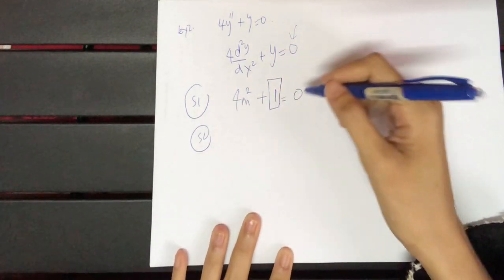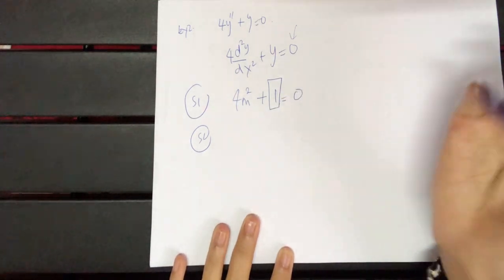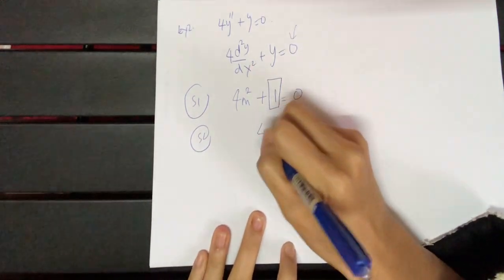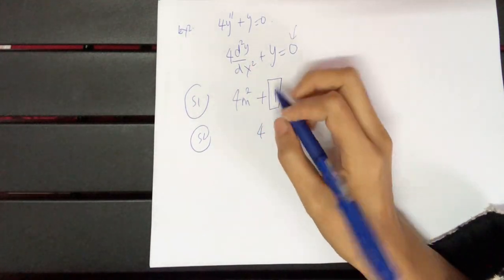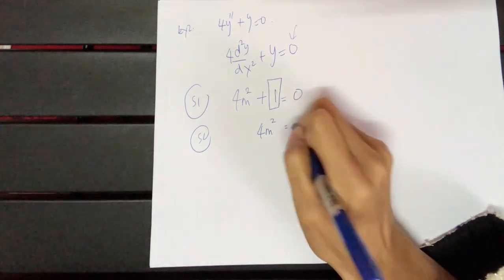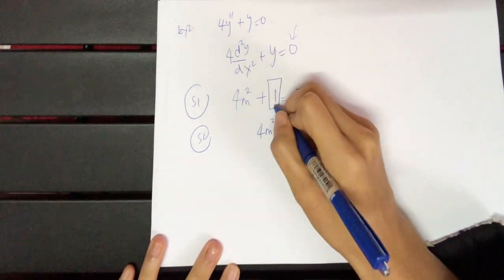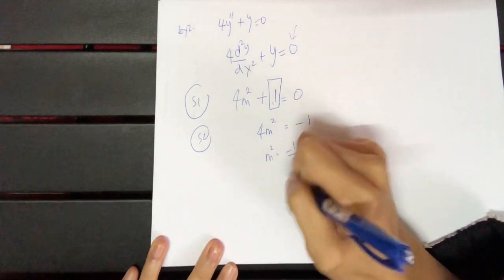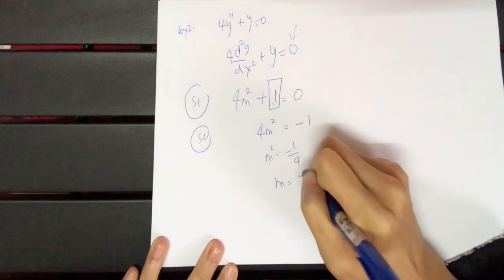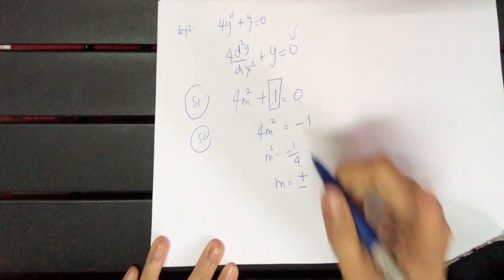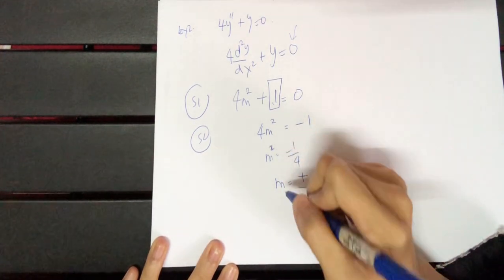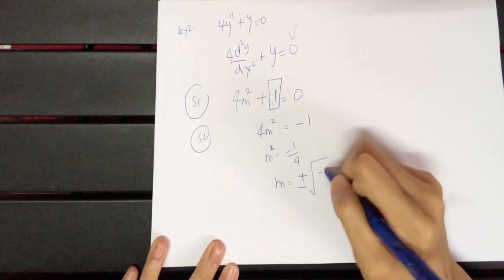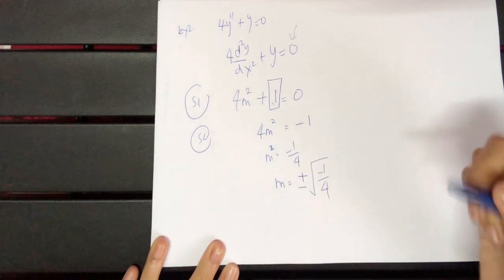Step number 2, how to solve it? If you use a calculator it is also fine, but I think this one is easier for you to just write. Because our objective is to get your m, so 4m square equal to negative 1. You just bring this one to the right hand side. So m square equal to negative 1 over 4. So m is equal to plus minus. You should be plus minus because this is power 2. When you move to the right hand side, it must be plus minus.